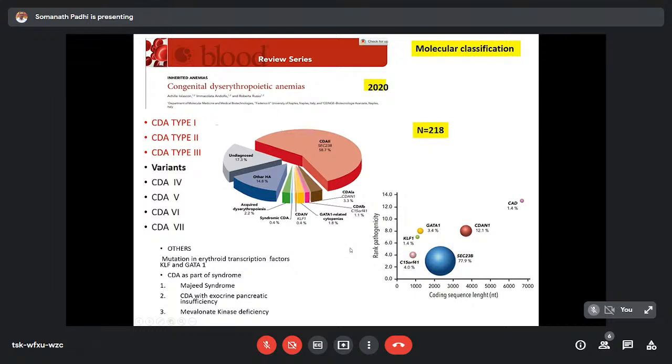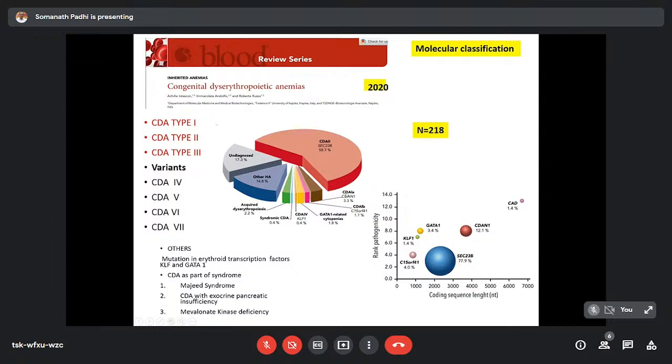So what they have done is analyze 218 subjects from multiple registries through an NGS panel, and they found that CDA type 2 is the most common, as we have already seen. You can see that mutation of the protein known as SEC23B is the commonest cause, in 58.7% of cases. This is the most common molecular abnormality, mutation of the protein SEC23B.